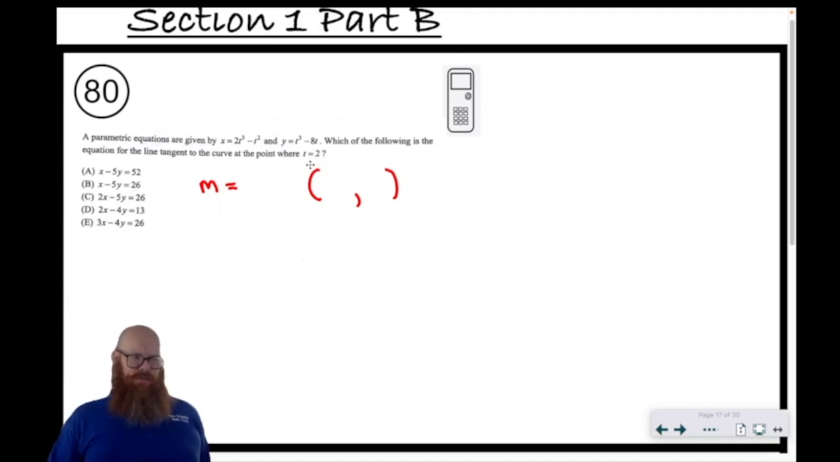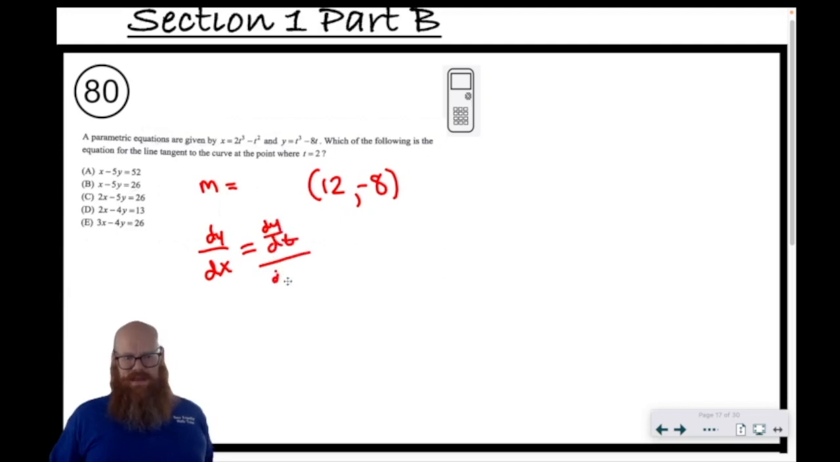That should give me, if I plug into here, I get 12 for the x. And if I plug into here, I get -8. So that's our point. Okay. Now our slope. Our slope is going to be dy/dx, right? But dy/dx is really dy/dt over dx/dt.